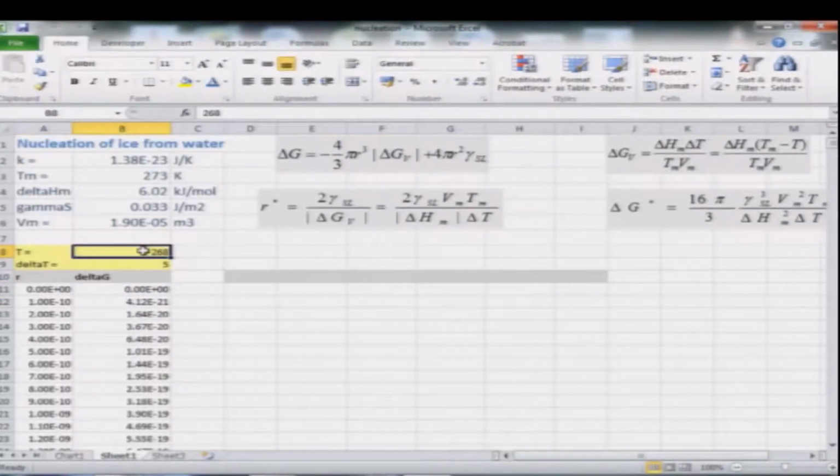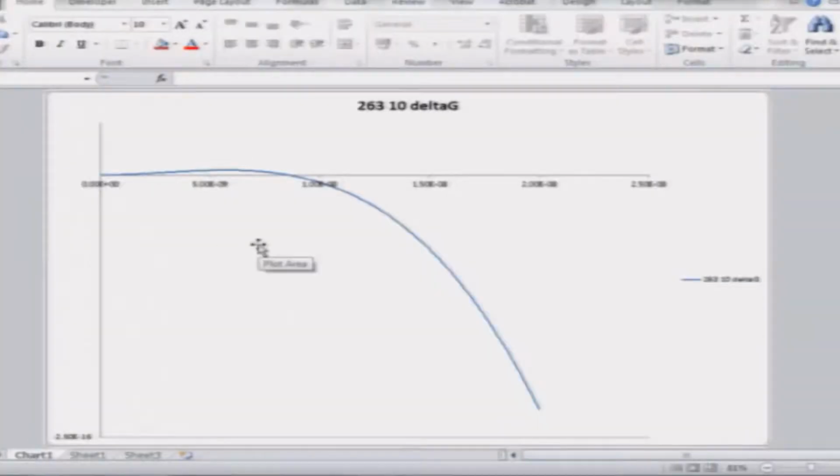Now, what we can do is go back to the sheet and change the transformation temperature. Let us say for an undercooling of 10 degrees, which means if I make this 263 as the transformation temperature, my undercooling goes to 10, and then if I look at the chart, it has changed rather dramatically, in the sense the peak has gone down and the peak has shifted to the left to smaller sizes as expected.